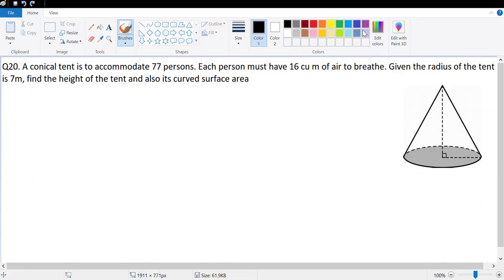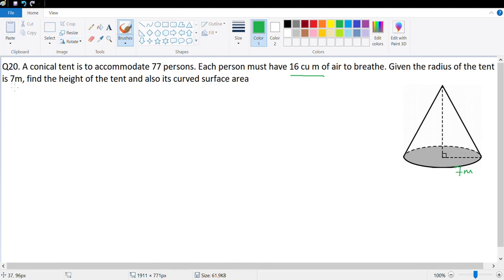Wonderful. That brings me to the last question of this exercise. Let's look at that question. It says a conical tent is to accommodate 77 people. Each person must have 16 cubic meter of air to breathe. Okay. Given the radius of the tent is 7 meter, find the height of the tent and also the curved surface area.